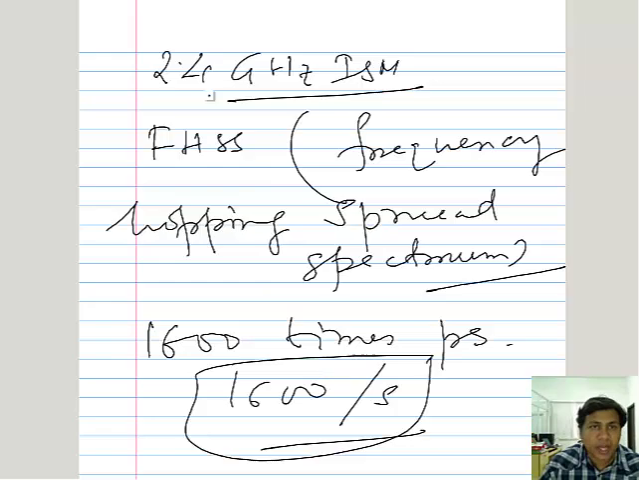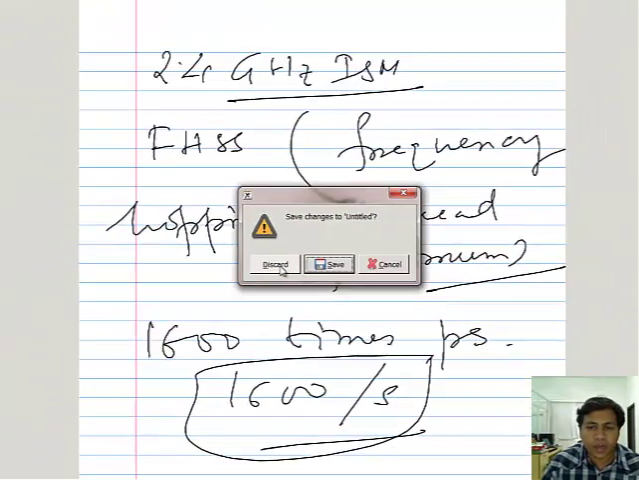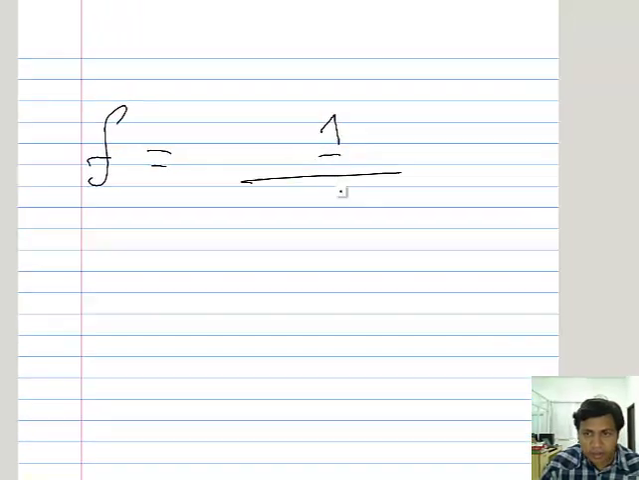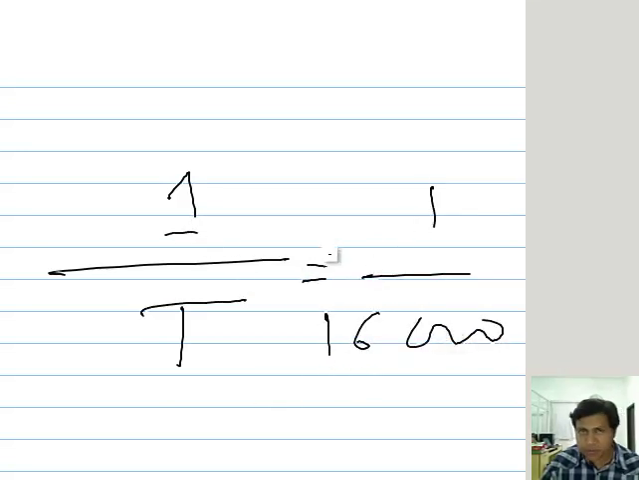If you calculate this, let's understand it in detail. We can get the frequency: frequency is 1 by T. Now the time period is 1 by 1600, so let's erase one more zero.